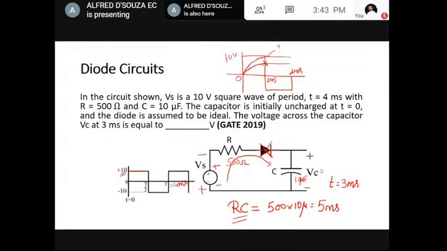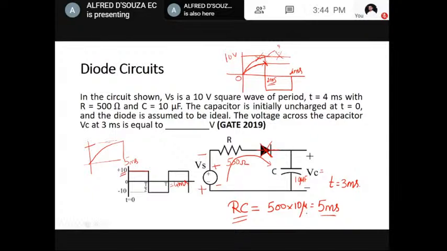Okay. So first we'll have to find out how much is the RC time constant. So the RC time constant is 500 into 10 micro, which comes to around 5 millisecond. What this tells us is that for the capacitor to charge to the maximum value, that is 10 volt, it requires 5 milliseconds. But we are applying the positive voltage only up to 2 milliseconds. That means definitely it wouldn't have charged to its maximum value, that is 10 volt. So this is not possible.